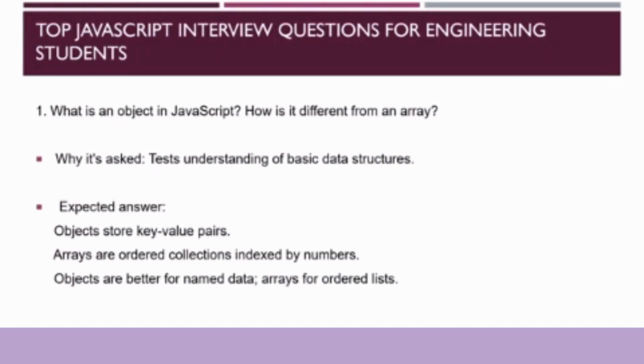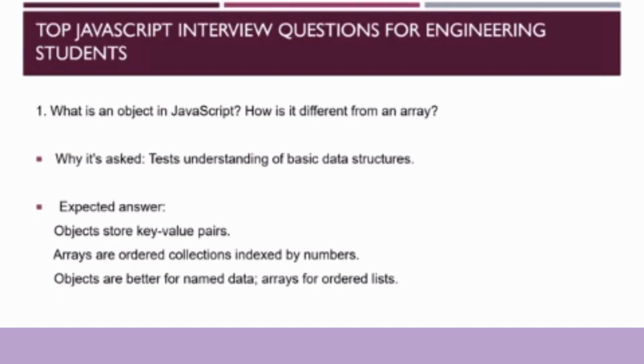An object stores data in key value pairs. This means each piece of data has a name, the key, and a value. For example, let's take a code like let person with name Alice and age 25. Here name and age are keys and Alice and 25 are their values. An array is a list of items stored in order and each item has a number called an index starting from 0. For example, take let colors equal to red, green, blue. Here colors[0] is red, colors[1] is green, and so on.